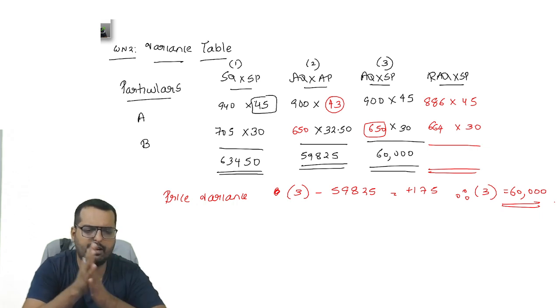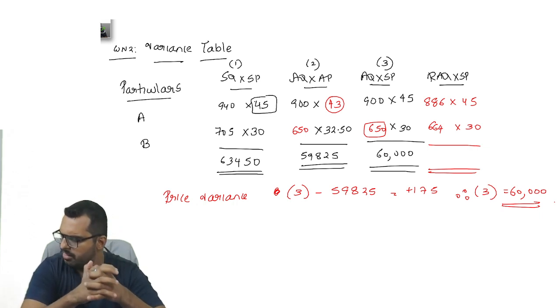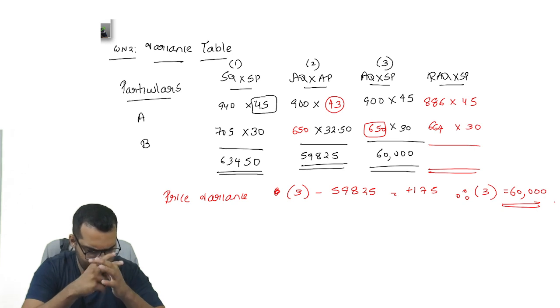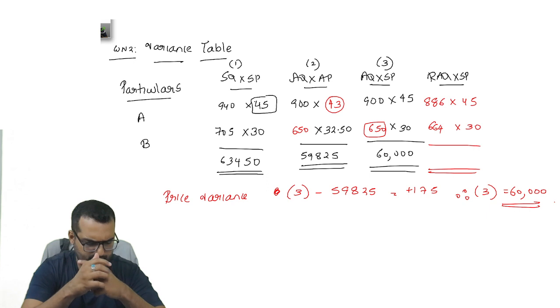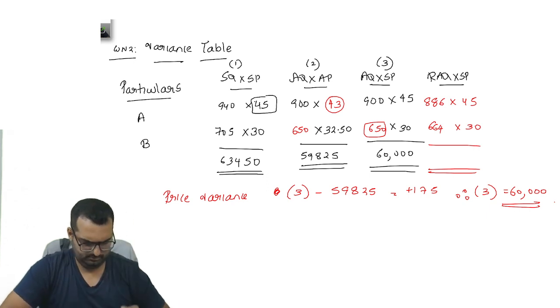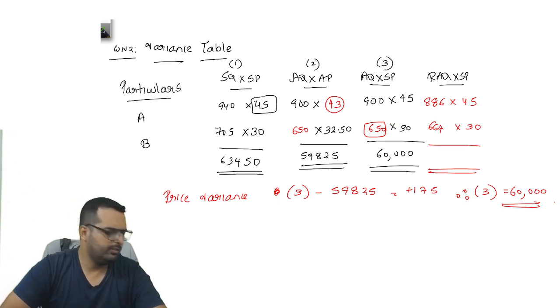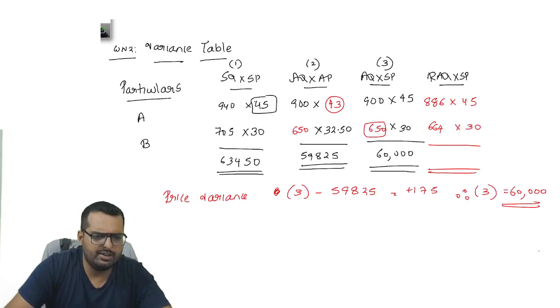All right, friends, are you all done writing this? Fine, friends. So what are the variances you get over there? Can someone tell me the variances?